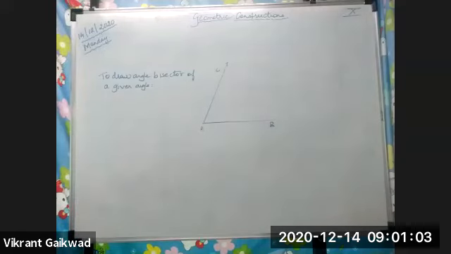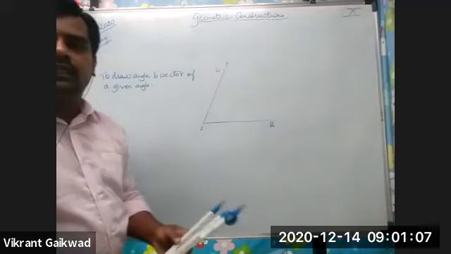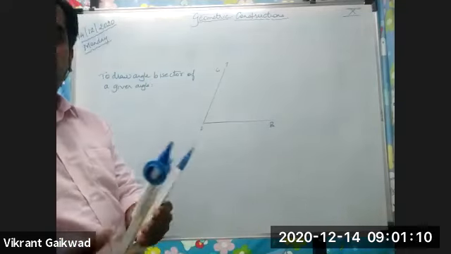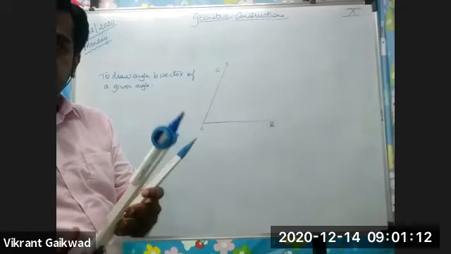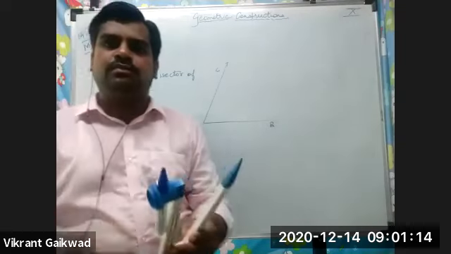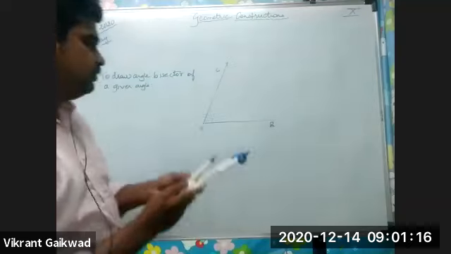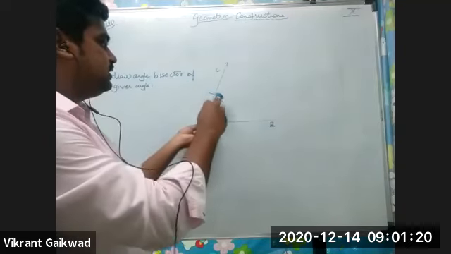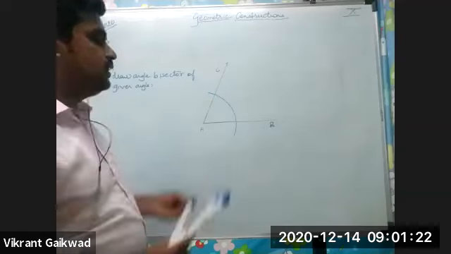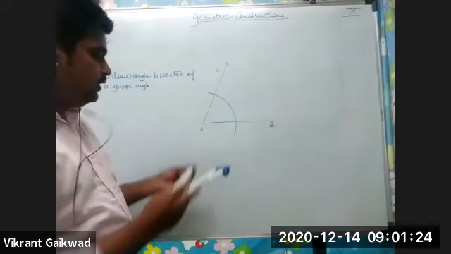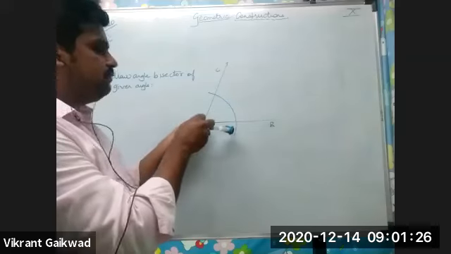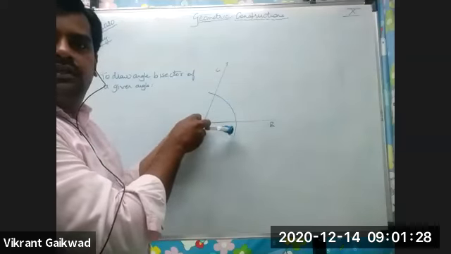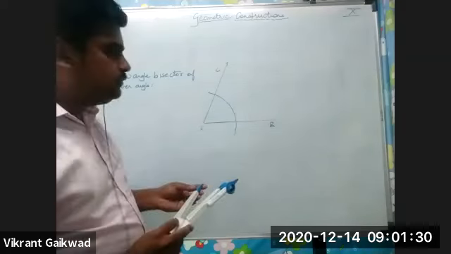Now, what you have to do is take a small distance, any small distance on your rounder. Keep the tip at A and just cut the arms. Tip at A and cut the arms. Is this clear?